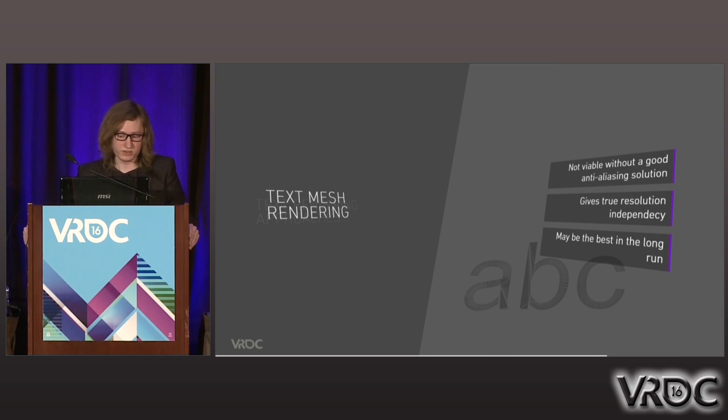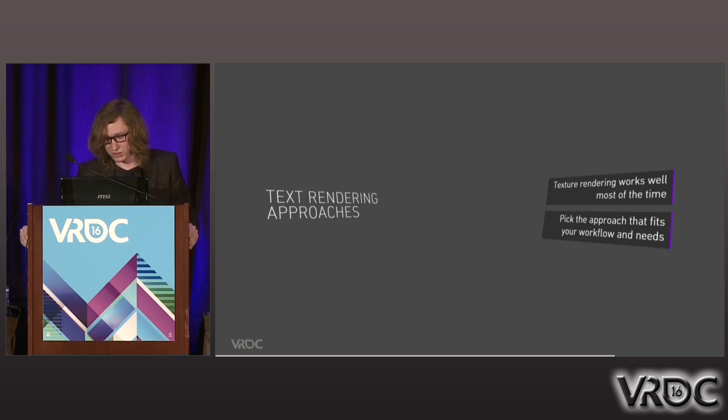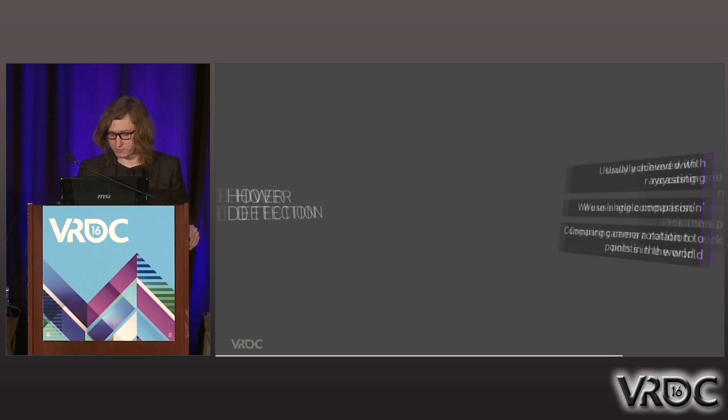Another approach, of course, is to actually render 3D glyphs, right? So you could render actual text models into the scene. And right now, we believe that's not a viable solution because of the anti-aliasing, and especially at very small sizes. But it could be the best approach in the long run because this gives essentially true resolution independence. And also, if you do have a really good anti-aliasing solution, then I believe this is the best approach. So in conclusion, we find that rendering to a texture works well most of the time. And out of these approaches, you could mix and match whatever works best for you.